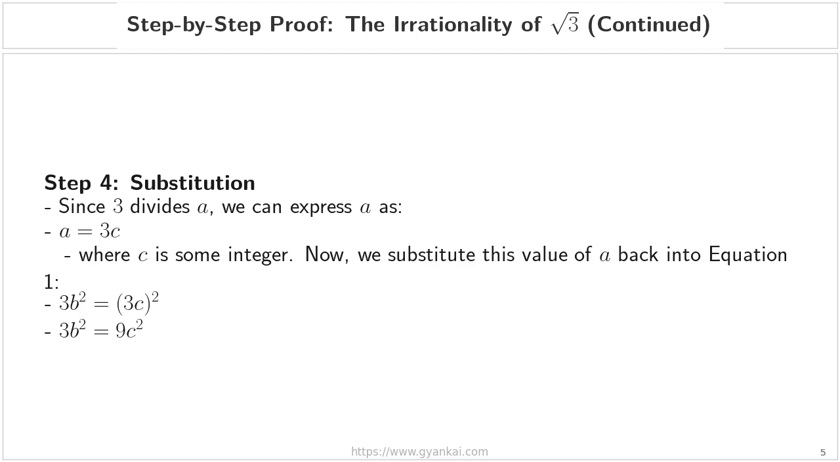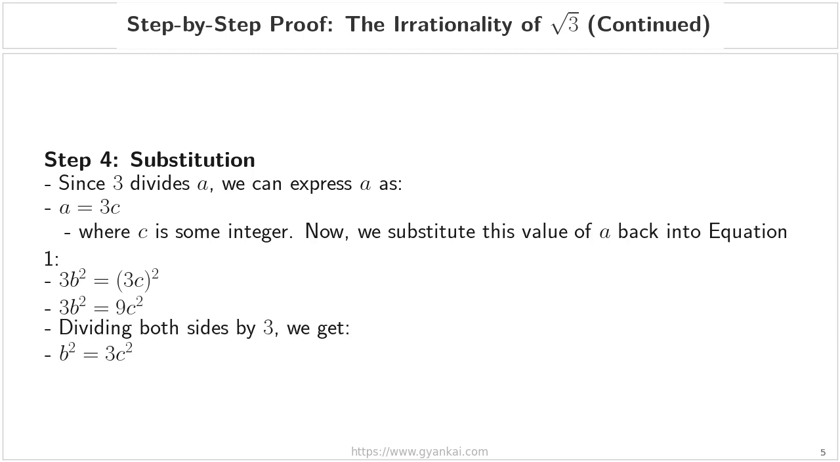When we substitute 3c in for a, the equation becomes 3b squared equals the quantity 3c, all squared. If we expand that, we get 3b squared equals 9c squared. To simplify this, we can divide both sides of the equation by 3, which leaves us with a much cleaner result. b squared equals 3c squared.